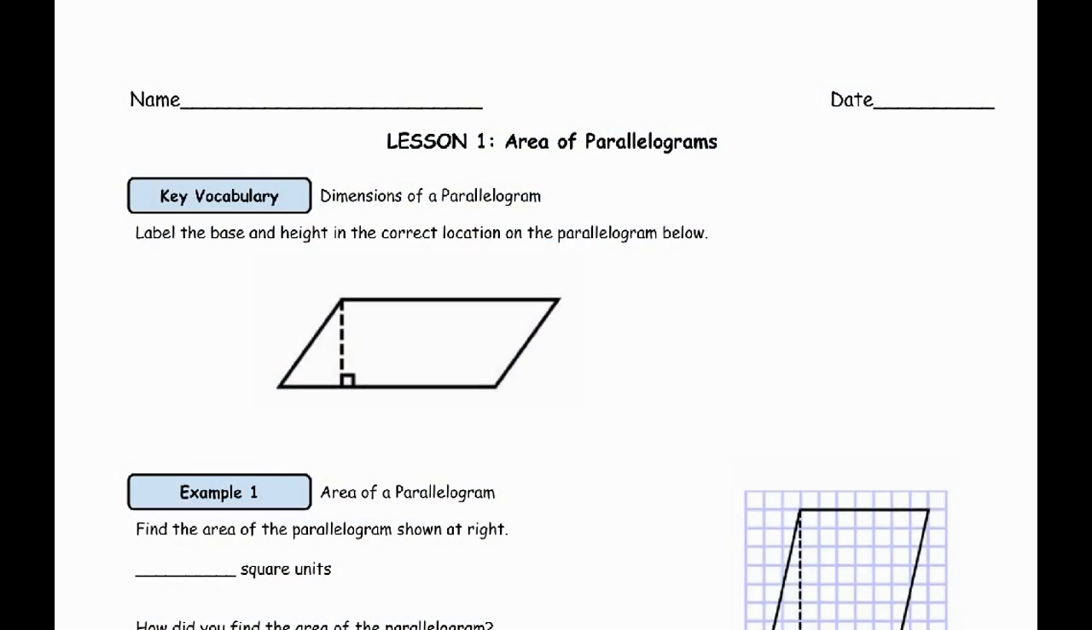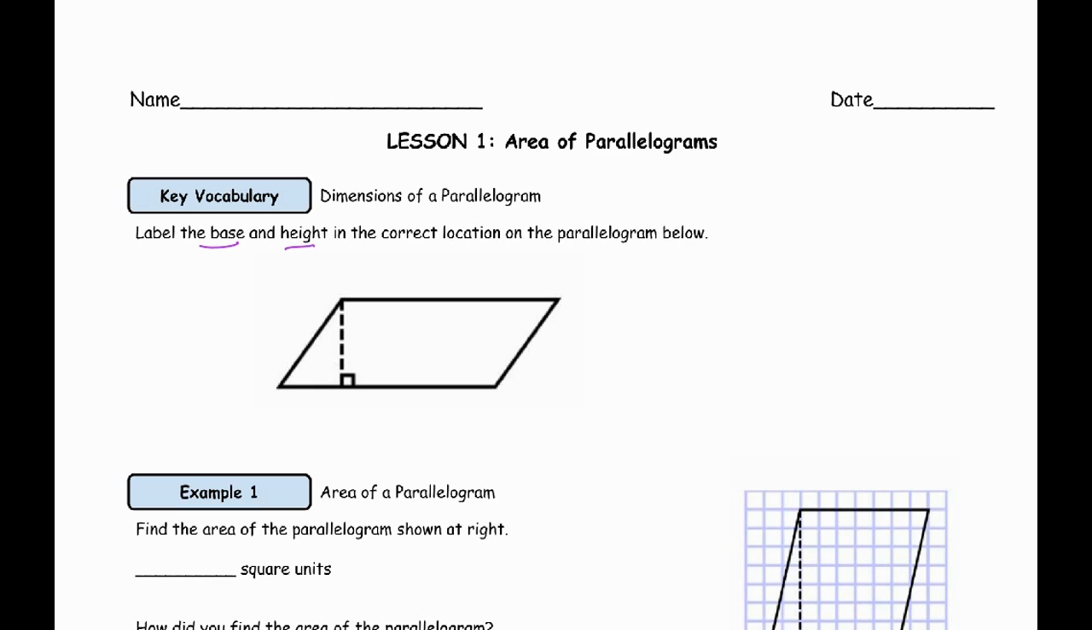As we begin our unit on geometry, vocabulary will be very important to this unit for your understanding. Let's look at the key vocabulary, dimensions of a parallelogram. Label the base and height in the correct location on the parallelogram below.